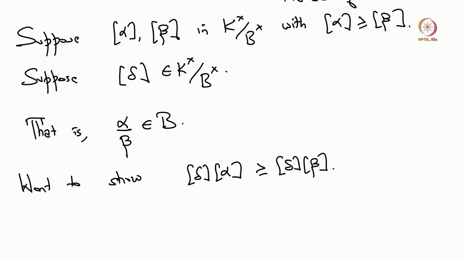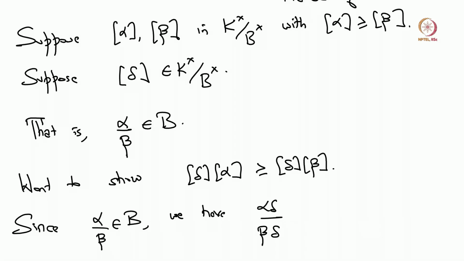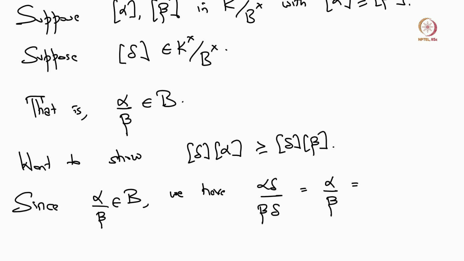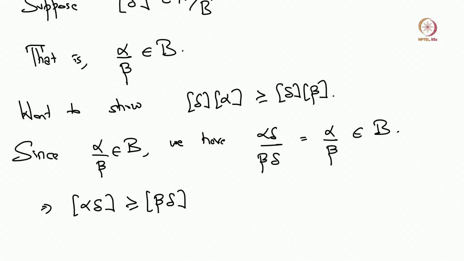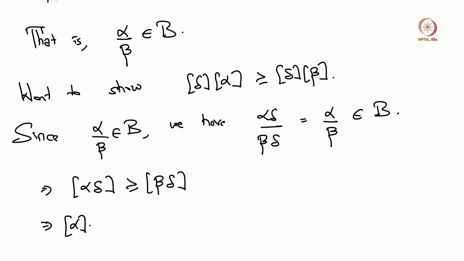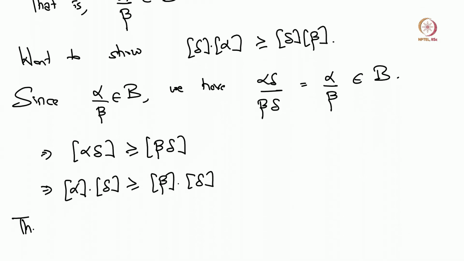Okay, but now again, this is just unwinding definition. Since alpha over beta belongs to B, well, what about alpha delta over beta delta? This is nothing but alpha over beta. And so, by hypothesis, this is in B. Okay, so this means that square brackets alpha delta is larger than or equal to square brackets beta delta. But this is just alpha times delta is larger than or equal to beta times delta. Okay, and so this proves the claim.